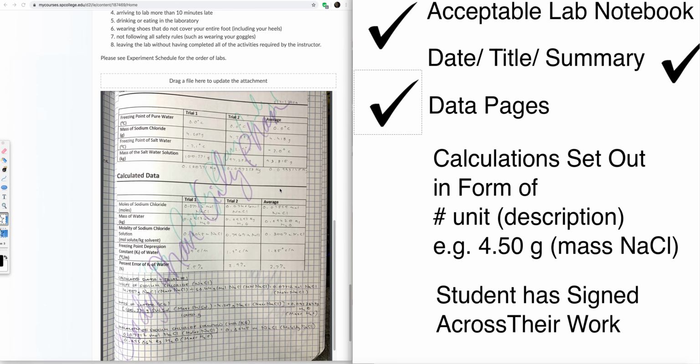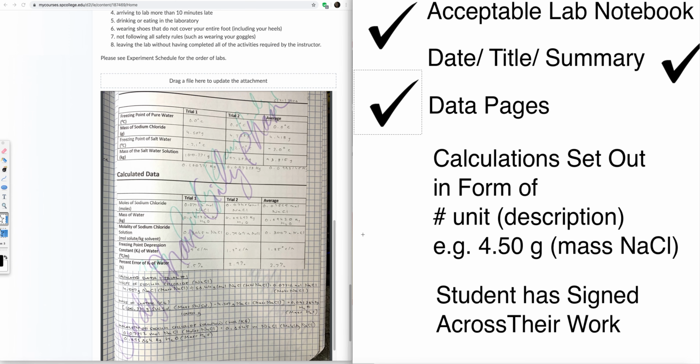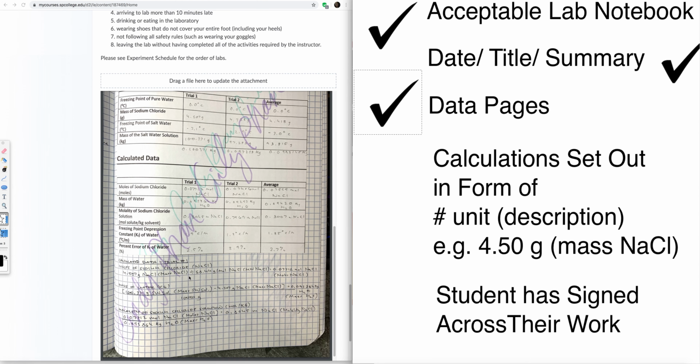The other thing, not all labs will need calculations, but for the ones that do, they need to be set out in a specific form, and that is number, unit, and description in parentheses. And you can see that that's what that student has done here. They've got a number, a unit, and then a description in parentheses. They've also included something else here. That's probably superfluous. But the requirement is number, unit, and description.